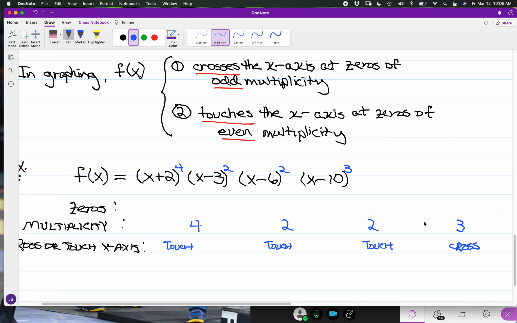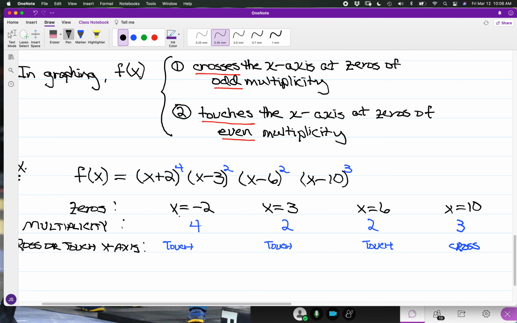Now for the zeros, you have your factors: x plus 2, x minus 3, x minus 6, and x minus 10. So you get x is equal to negative 2 from x plus 2. From x minus 3, I have x is equal to 3. From x minus 6, I have that x is equal to 6. And with x minus 10, if I set this equal to 0, I'm going to have x is equal to 10.